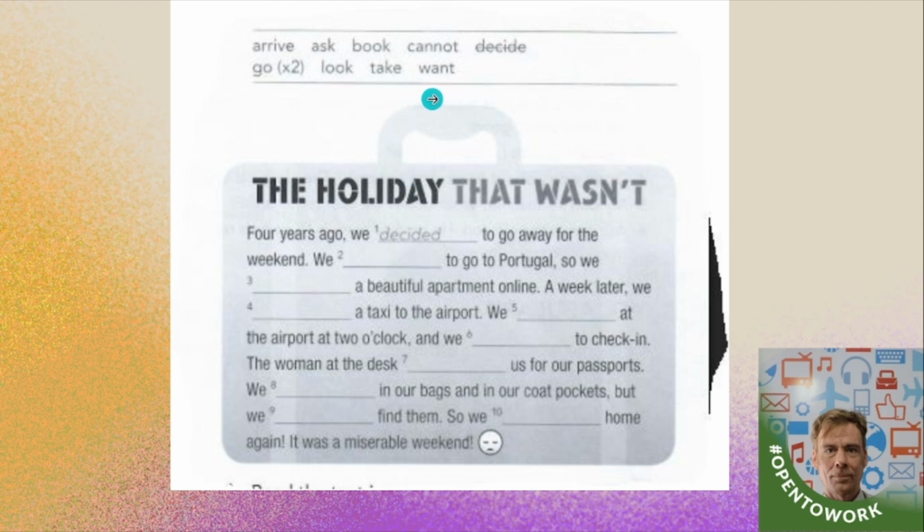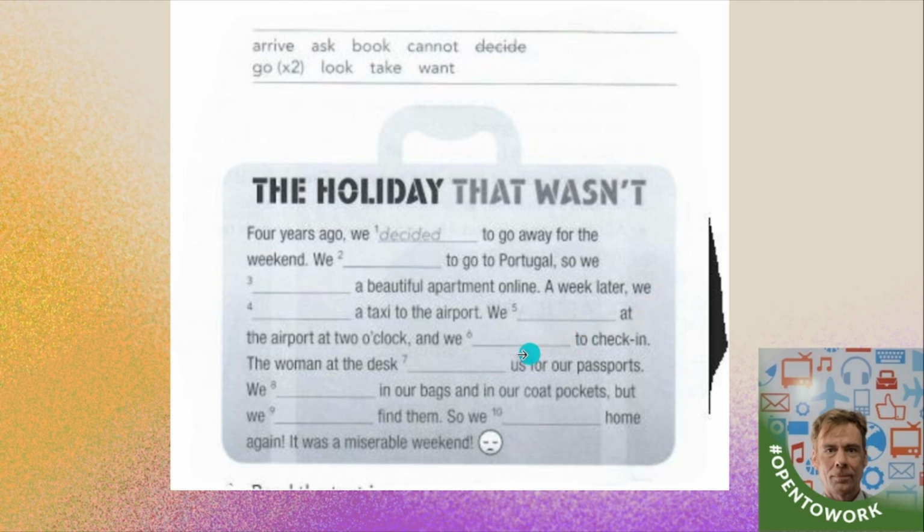That verb is want. It's a regular verb, so we wanted to go to Portugal. So we, a beautiful apartment online. What is a verb that collocates with an apartment? Well, arrive could, but arrive would need to use a preposition, at, but there's no preposition here. So the correct choice here is book, meaning to make a reservation. This is a regular verb, so we booked a beautiful apartment online.